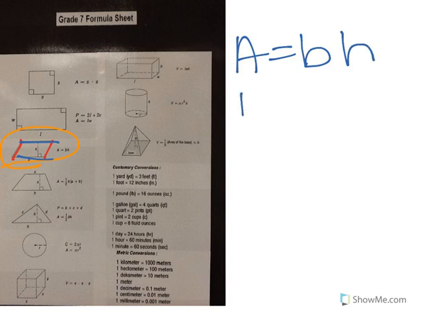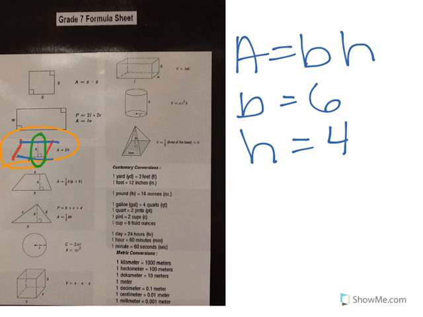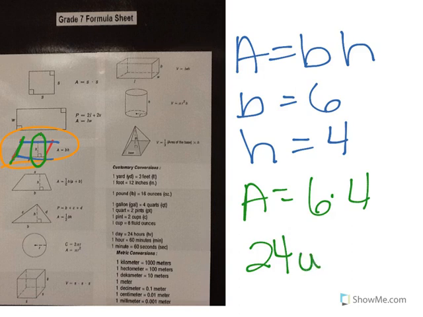So if the base of the parallelogram is 6 and the height of the parallelogram is 4, be careful because your height is defined here by 4, not on the red side. So now we have area equals 6 times 4 gives me 24 units squared because we're talking about area.